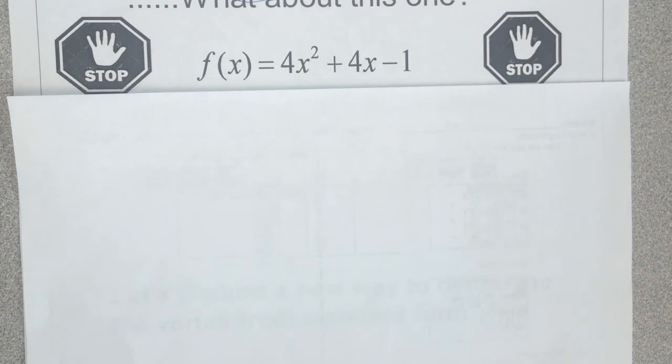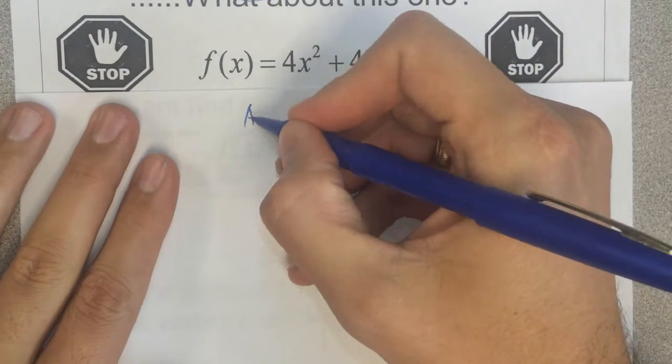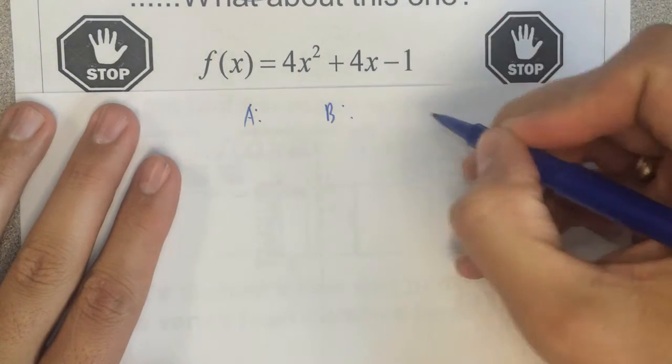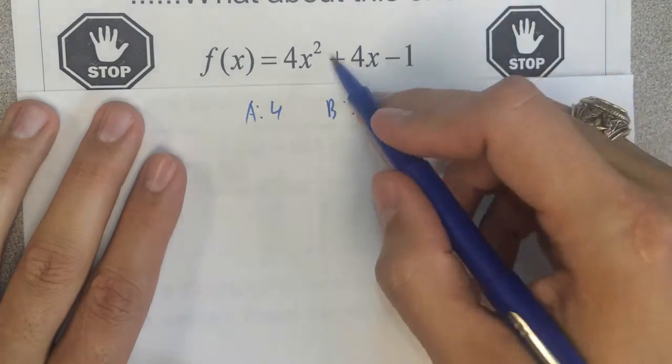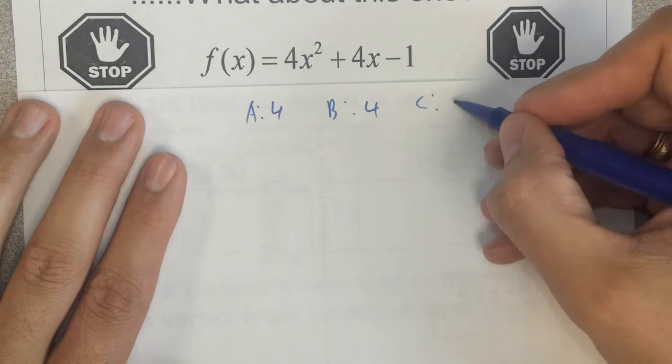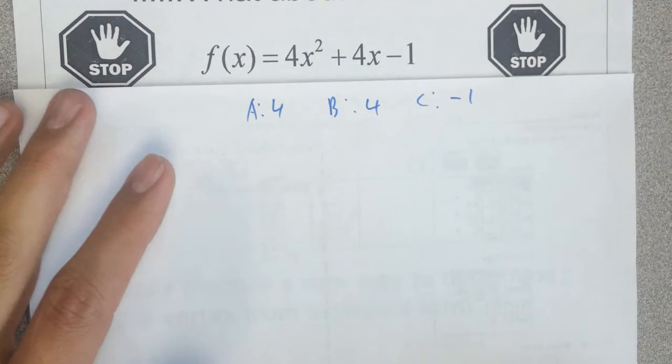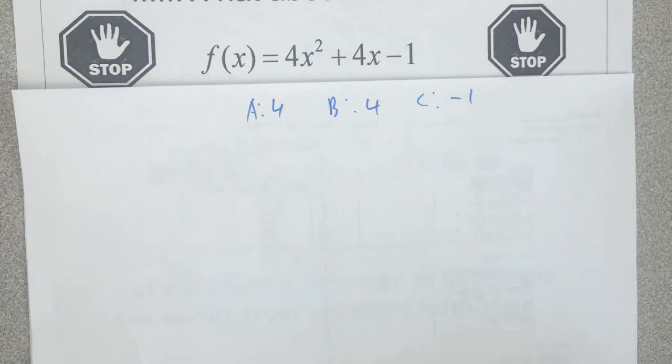we simply can't. What we're going to do first, like I asked, please make your A, your B, and your C. My A is 4, my B is also 4, and my C is -1. We are now going to use the equation to find H and K.